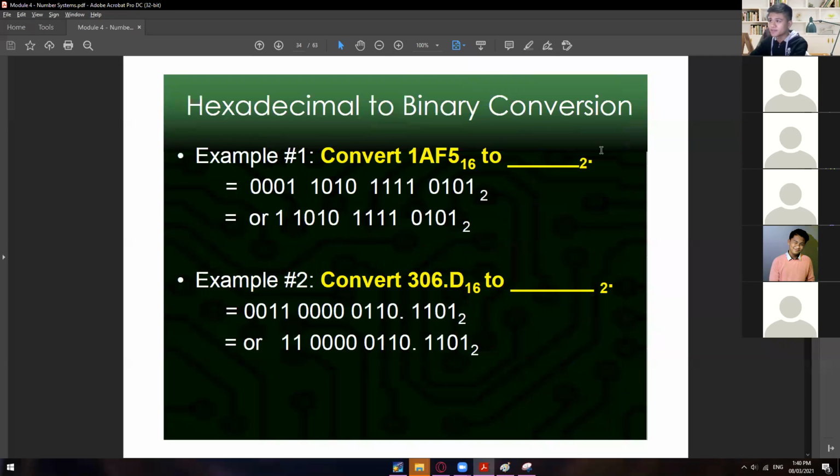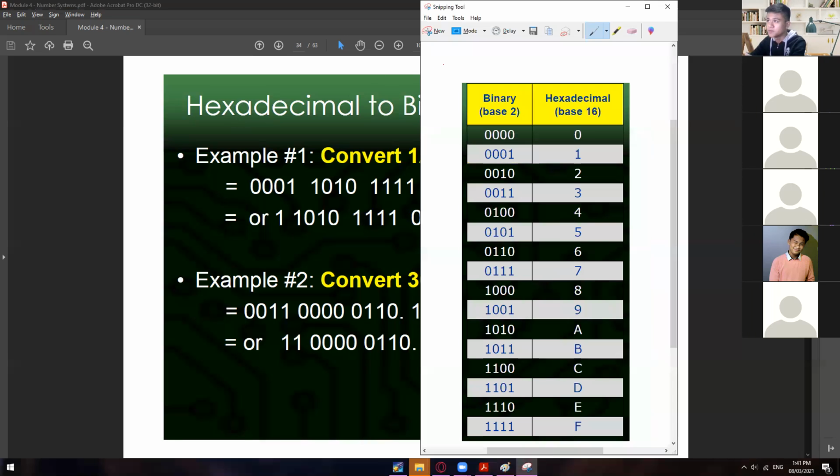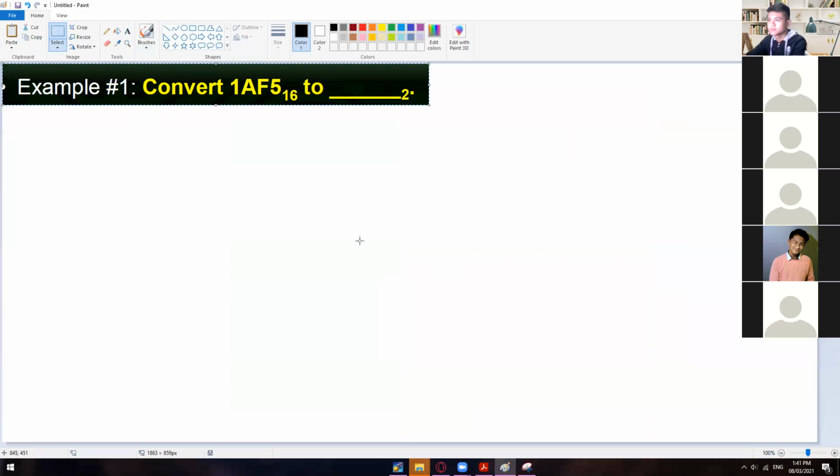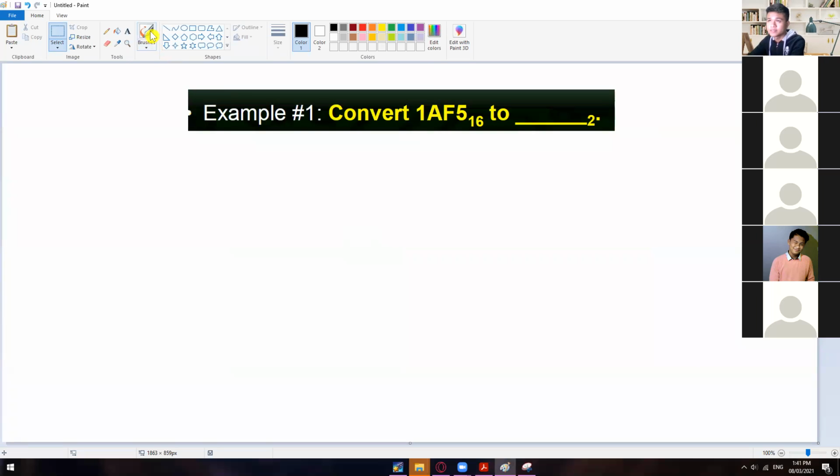All right, so next one. We have our examples when it comes to hexadecimal to binary conversion. In here, this one is a lot easier compared to the conversion we did a while ago. The first thing that you need to do is start with the lowest bit. So what is the binary representation of 5?